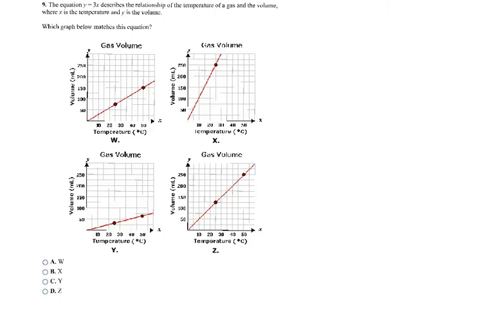The next problem here says the equation y equals 3x describes the relationship of the temperature of a gas and volume, where x is the temperature and y is the volume. Which graph below matches this equation? So I have the equation y equals 3x. If you notice, there's no number being added or subtracted by itself, so you can fill in a plus 0. We just don't write it because adding 0 doesn't change anything, so it's not necessary. So that is going to be our y-intercept.